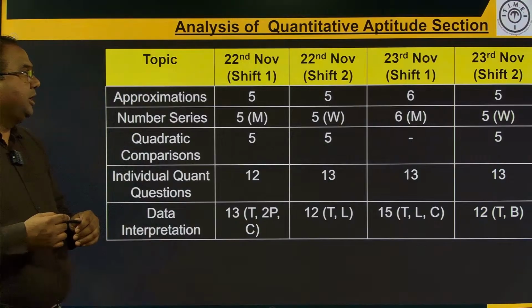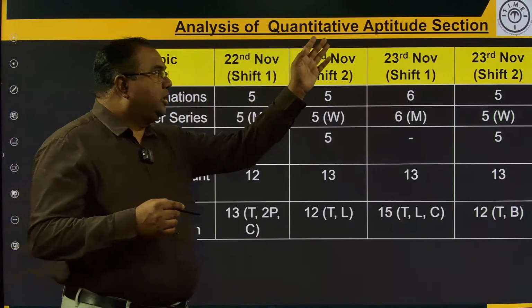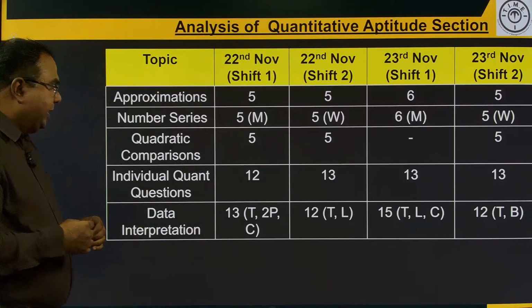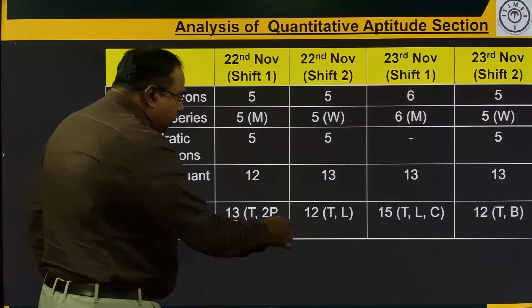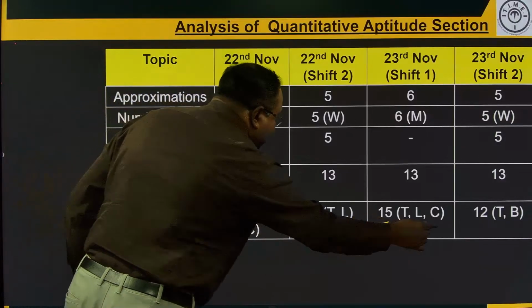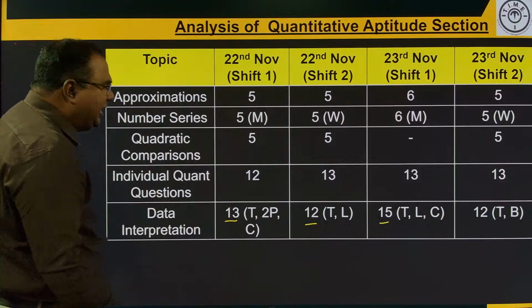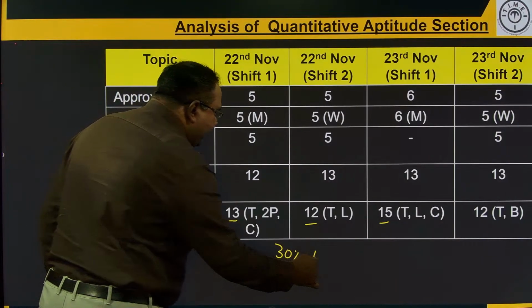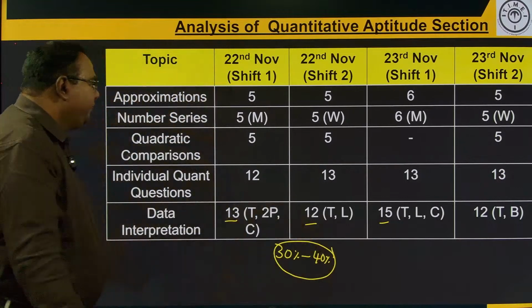Now, if you observe here, 22nd November shift 1, 22nd November shift 2, 23rd November shift 1, 23rd November shift 2. In data interpretation, we have 13 questions, 12 questions, 15 questions, 12 questions. That means almost 30 to 40% of the questions, we can say, come from data interpretation.